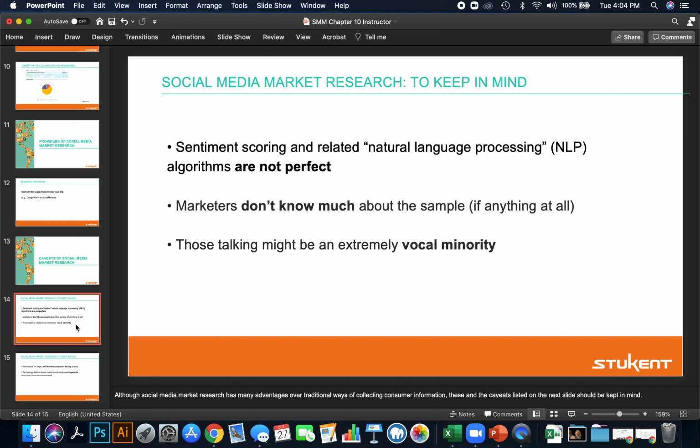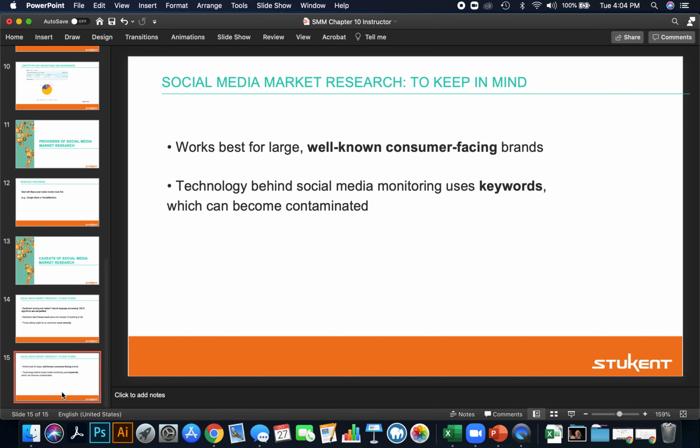Also, marketers don't know much about the sample, if anything at all, making that comment. And those talking might be an extremely vocal minority. It also only works best for large, well-known consumer-facing brands that are being talked about in the social space. And technology can sometimes be behind social monitoring when it comes to using keywords, which can also be contaminated. So that's it on Chapter 10, using social media for market research.